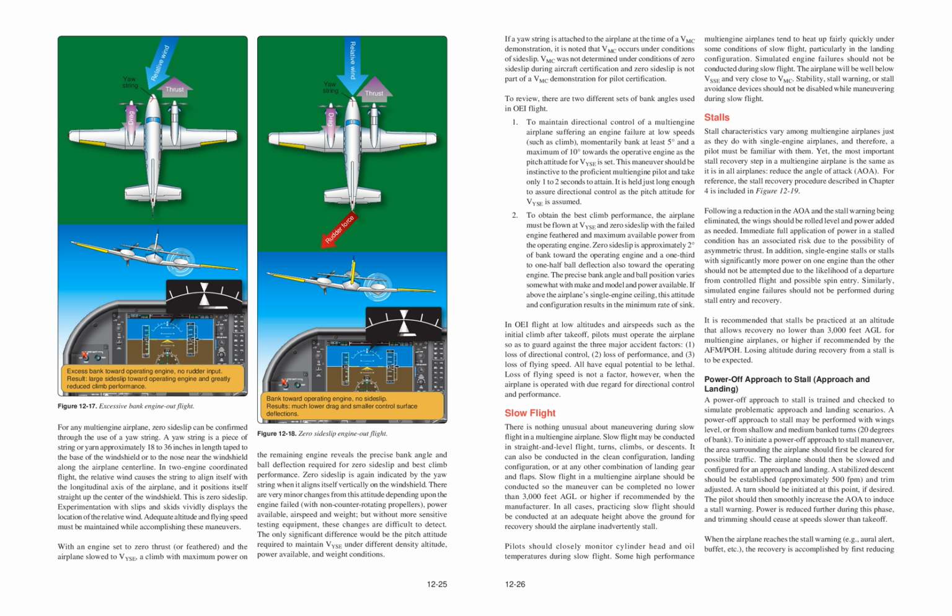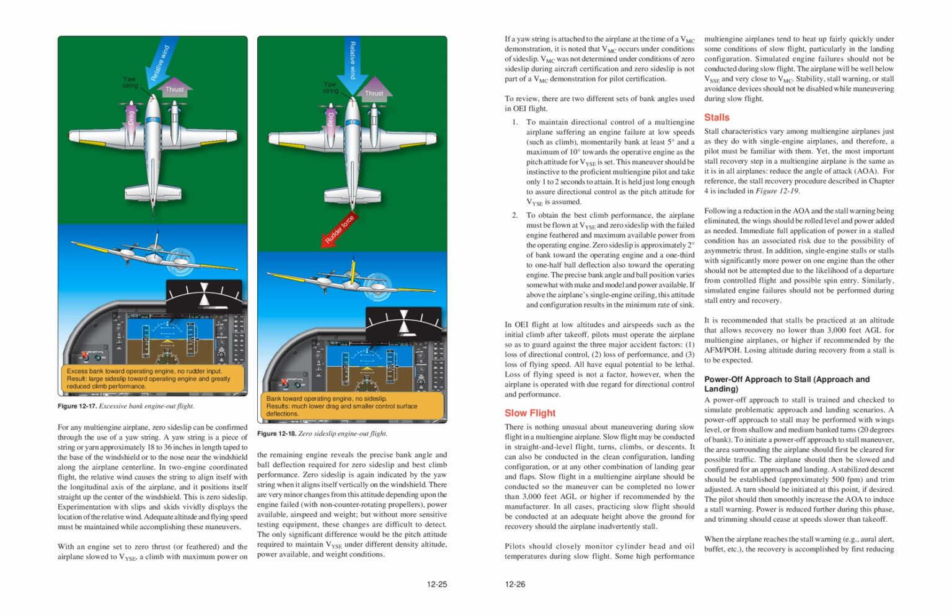Following a reduction in the AOA and the stall warning being eliminated, the wings should be rolled level and power added as needed. Immediate full application of power in a stalled condition has an associated risk due to the possibility of asymmetric thrust. In addition, single-engine stalls or stalls with significantly more power on one engine than the other should not be attempted due to the likelihood of a departure from controlled flight and possible spin entry.